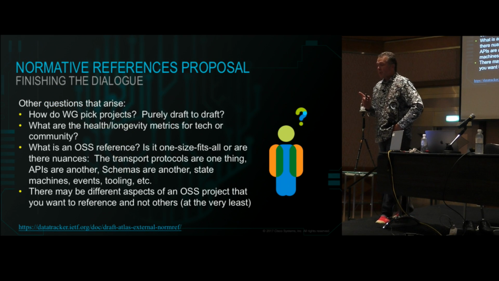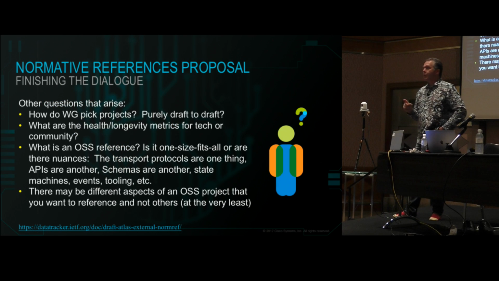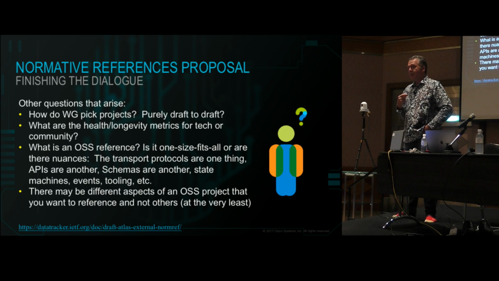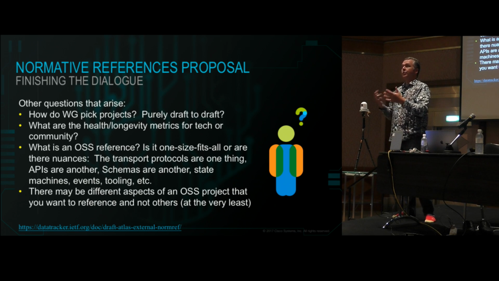So a couple of things that I've talked about with the author here, although again, I think this is critical work. It's necessary but not sufficient to be able to have cross-SDO and open source communication as well as progression together. How do we pick the projects on the list of open source projects that can be chosen for normative reference? Is a working group going to do this? Are we going to do this by consensus? Is a draft author going to pick a winner?